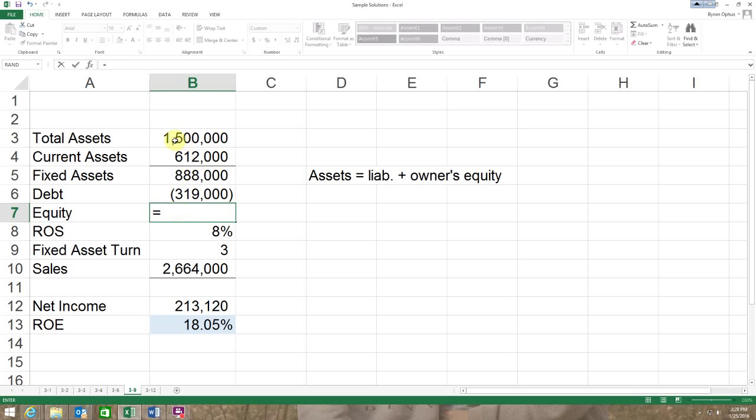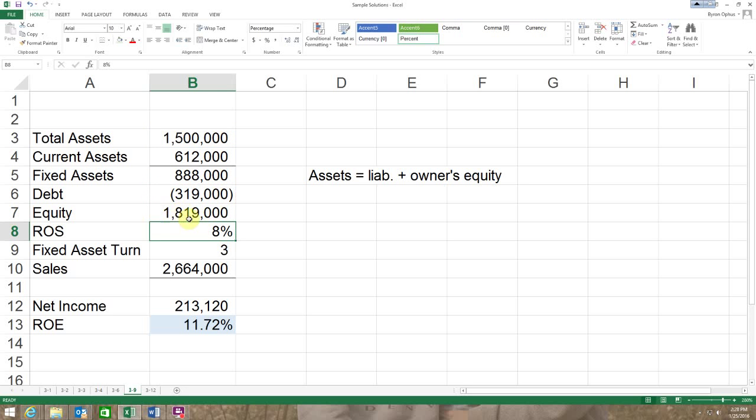If I said that this was equal to the $1.5 million minus a negative $319,000, oh, how can my equity be bigger than my assets? And so I have to do $1.5 million, and then because my debt is shown as a negative number, I'm going to use the plus sign. So it's plus a negative, okay? And that'll give me my actual equity, which is $1,181,000. I have to calculate my return on equity later, and so I need that, okay?